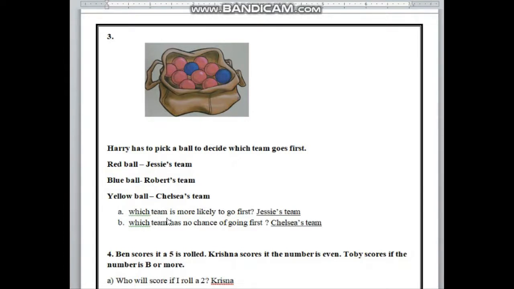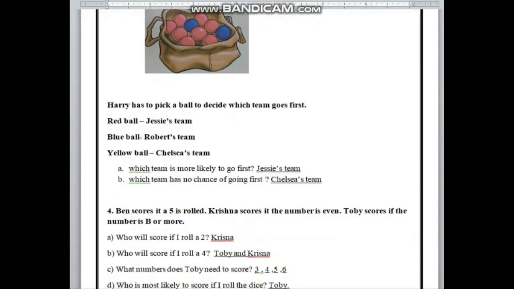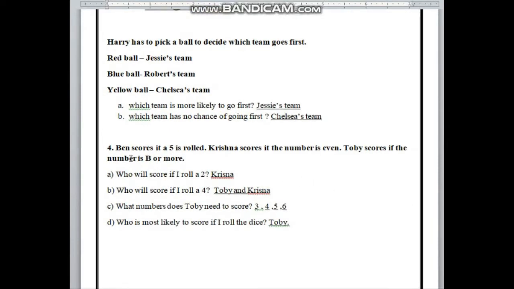Number A, which team is more likely to go first? Here we can see red balls are more than blue balls, and red ball is the team of Jesse. So Jesse's team is more likely to go first. Number B, which team has no chance of going first? Here yellow ball is Chelsea's team, and in this bag there is no yellow ball, so the answer will be Chelsea's team.